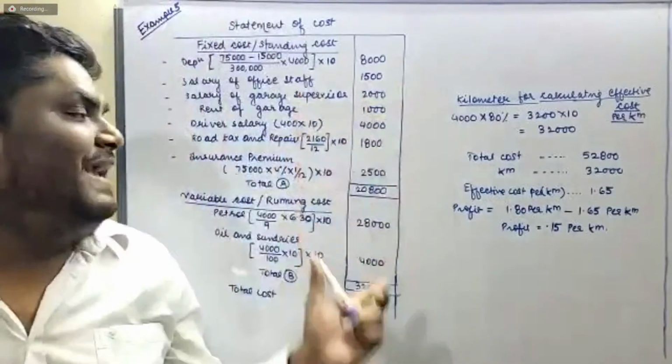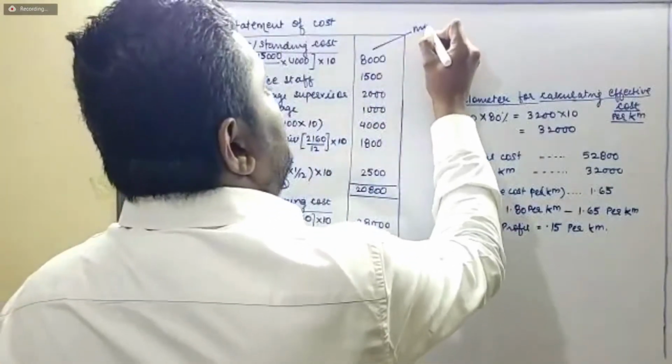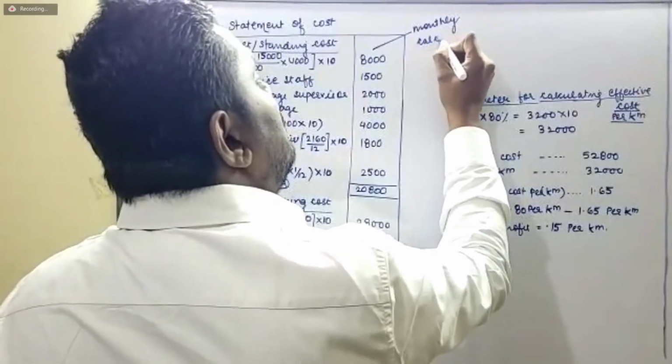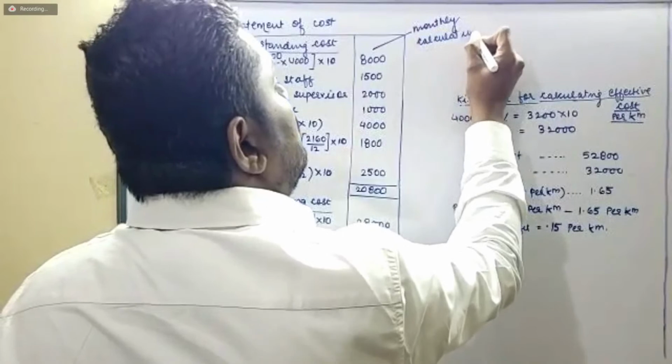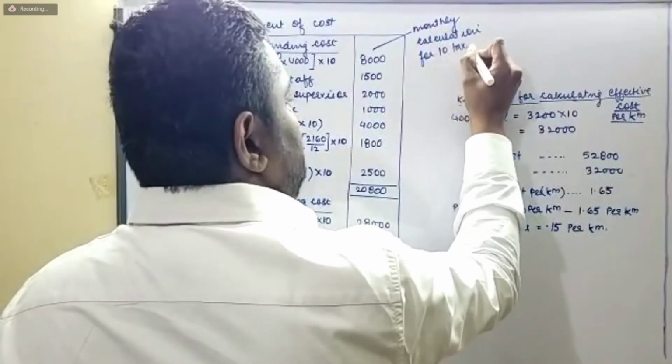This is the monthly calculation. This is not the yearly calculation. This is the monthly calculation for 10 taxis.